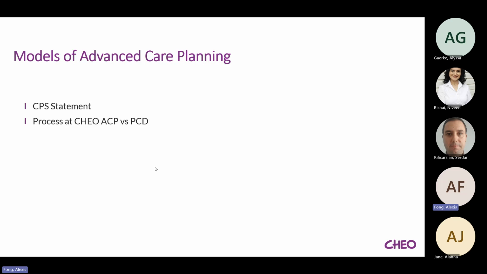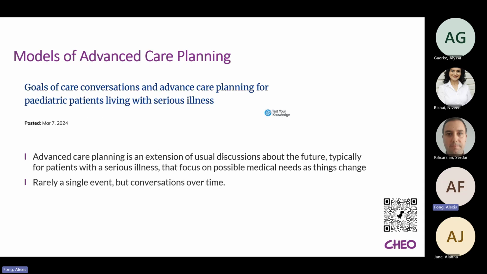So in terms of models of advanced care planning, we'll quickly review the CPS statement because that's definitely testable material for your exam. And it's actually not bad. So we'll do that and then we'll chat about what advanced care planning looks like at CHEO. So this is the CPS statement. I have a QR code here for the actual statement.